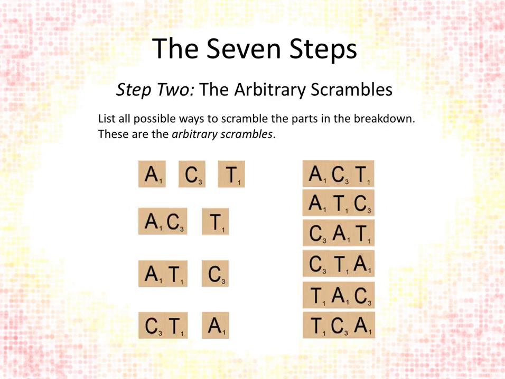Step 2 is we look at all the arbitrary ways to scramble those letters. We list all the possible ways to scramble the parts in our breakdown, and these are the arbitrary scrambles. There they are. One of these scrambles has 3 separate letters. 3 of the scrambles combine 2 of the letters and leave 1 off to the side. And 6 of those scrambles are ways of combining all 3 letters into words.